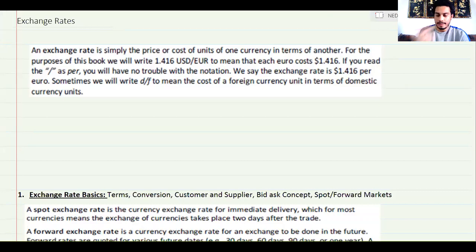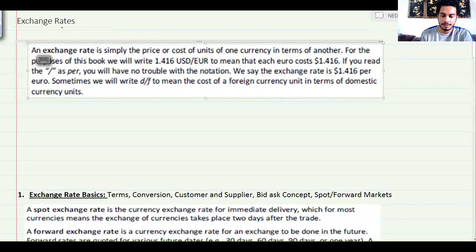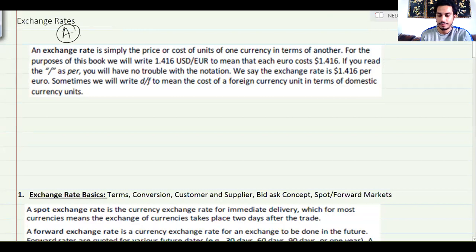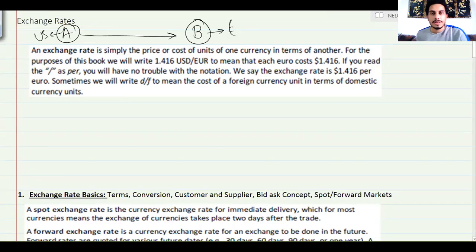Exchange rates simply, let's suppose two countries are exchanging goods with each other. If you have A country here and a B country here, let's suppose they are exchanging goods. Obviously, they cannot exchange in the same currency. Every country has its own currency as a medium of exchange. So let's suppose A country might have US dollars, and B country might have euros. Now, if they are exchanging goods with each other, they will also have to exchange the currency with each other as well. So what do we mean by currency exchange rate?